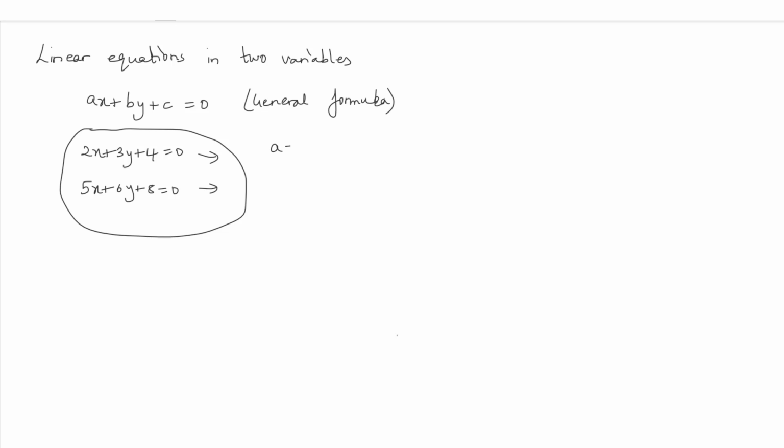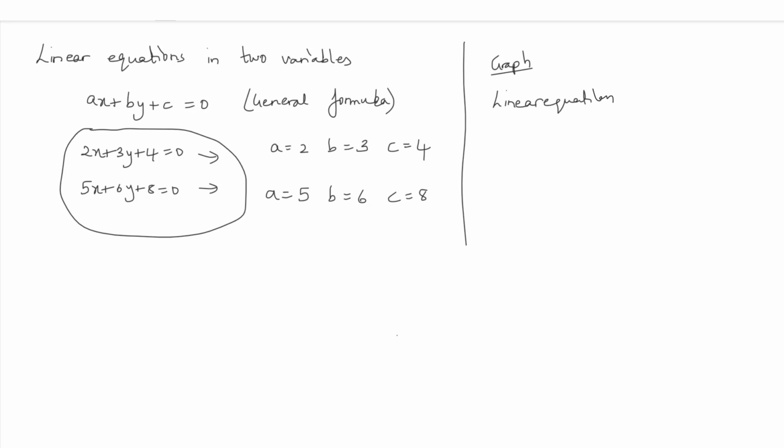From that we say that a is equal to 2, b is equal to 3, c is equal to 4, whereas in this equation a is equal to 5, b is equal to 6 and c is equal to 8. And we also learned that a graph produced by a linear equation will always produce a straight line graph. That is, it should be something like this.